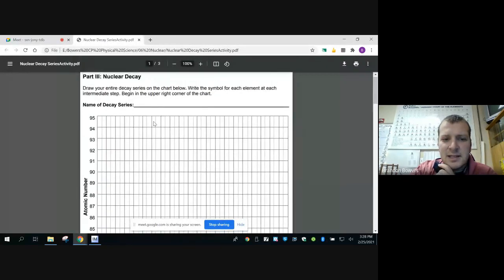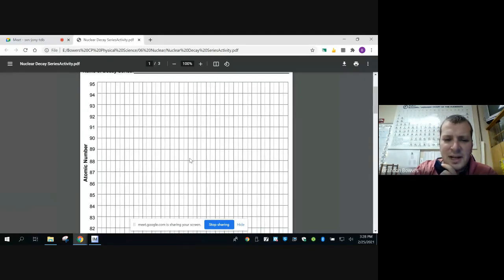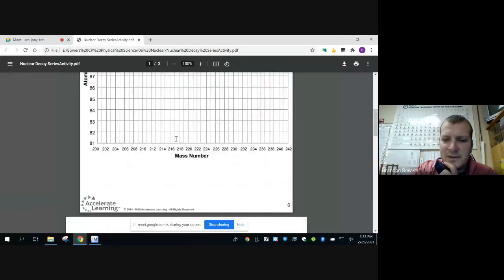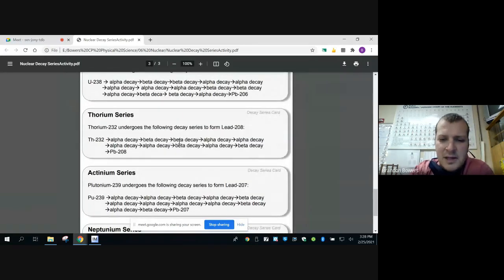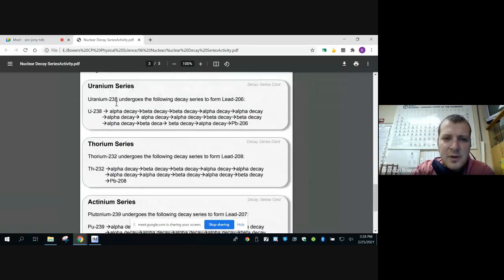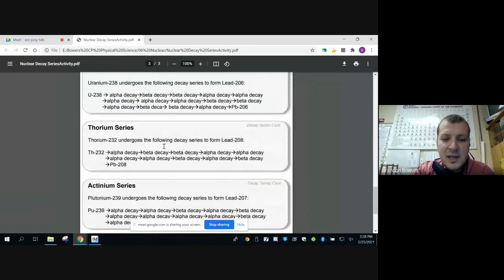Now it looks something like this, where you're not going to have to graph it. Do not graph it. You don't even have to do this part. What I'm going to do is send you this link, this page. Now, there are different levels of difficulty. If you're still confused, the easiest one to do is thorium. That's the only decay series card you have to do.